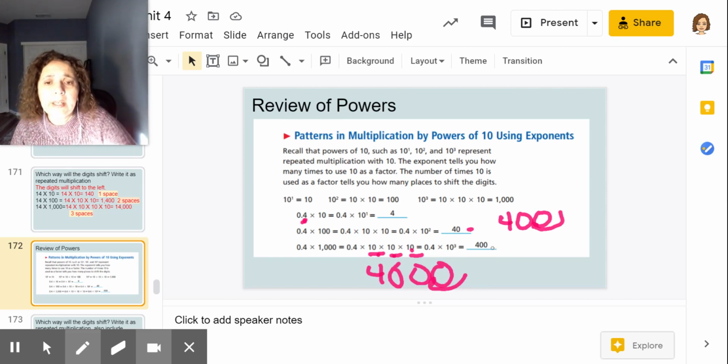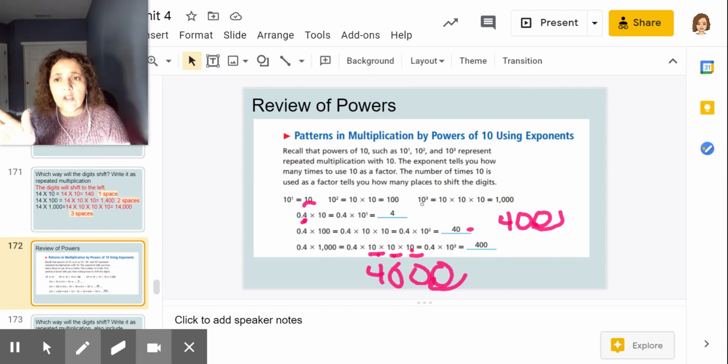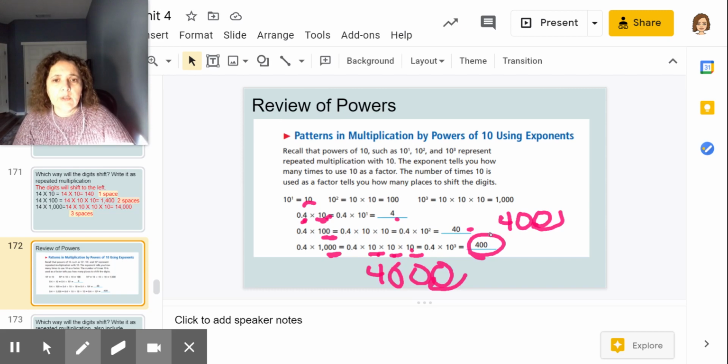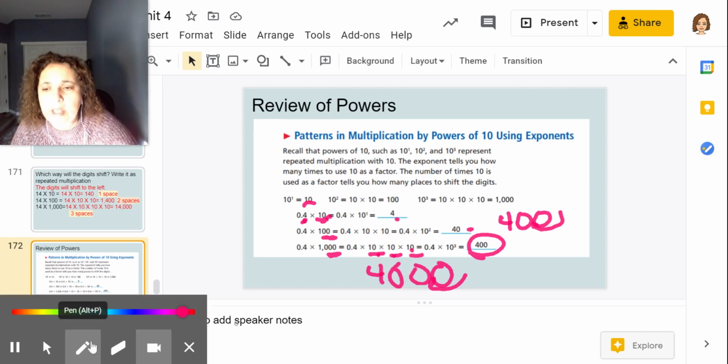Because you're multiplying by powers of 10, notice that the number is getting bigger, right? Because you're shifting the number to the left. This one I shifted one place, so it became a 4. This one I shifted 2 places, so it became 40, and this one I shifted 3 places, so it became 400, okay? Because you're using powers of 10.